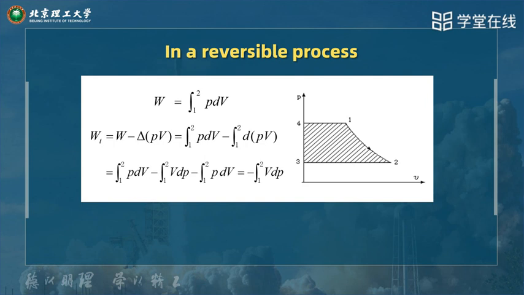W just is the integral from 1 to 2 of PDV. Delta PV just is the integral from 1 to 2 of dPV. So we can do some change: equals integral 1 to 2 PDV minus integral 1 to 2 VDP minus integral 1 to 2 PDV. Finally, we can find WT just is minus the integration from 1 to 2 of VDP.